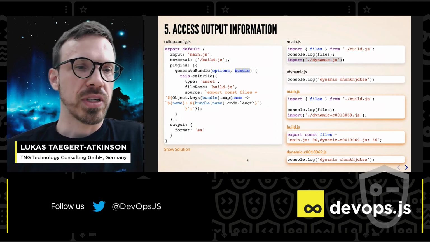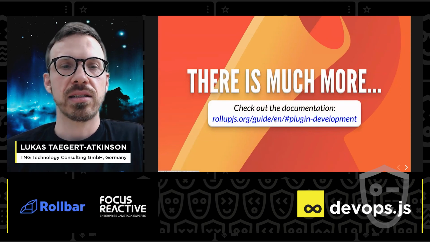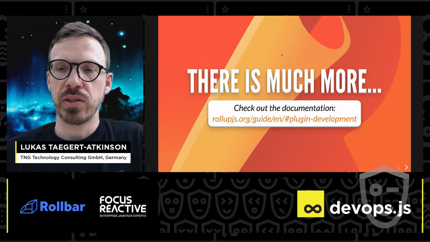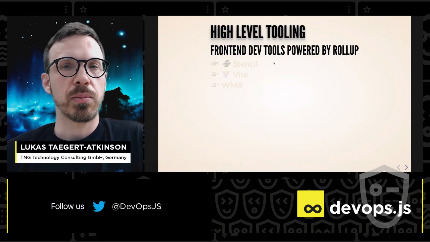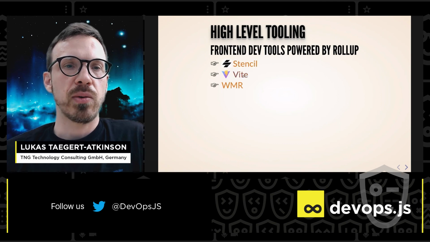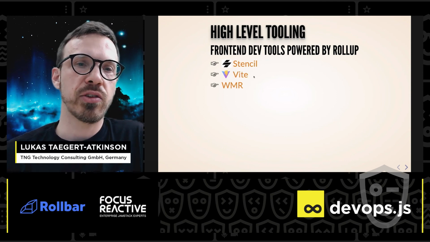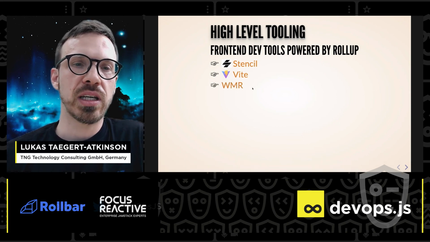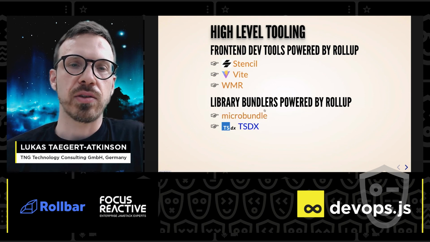And wrapping up the talk now, really, there's so much more you could do. So I recommend having a look at the website of Rollup telling you how to build your own plugins. And if you don't want to go that route, there's also some high-level tooling built around Rollup. Just to mention a few, there's Stencil for web components, Vite, which comes from the Vue ecosystem and is a very nice development tool without bundling during development with a pre-built Rollup step. And WMR is very similar from the Preact community. And for libraries, I can recommend having a look at Microbundle, which is also more from the Preact universe, for zero configuration libraries, or TSDX for TypeScript libraries.